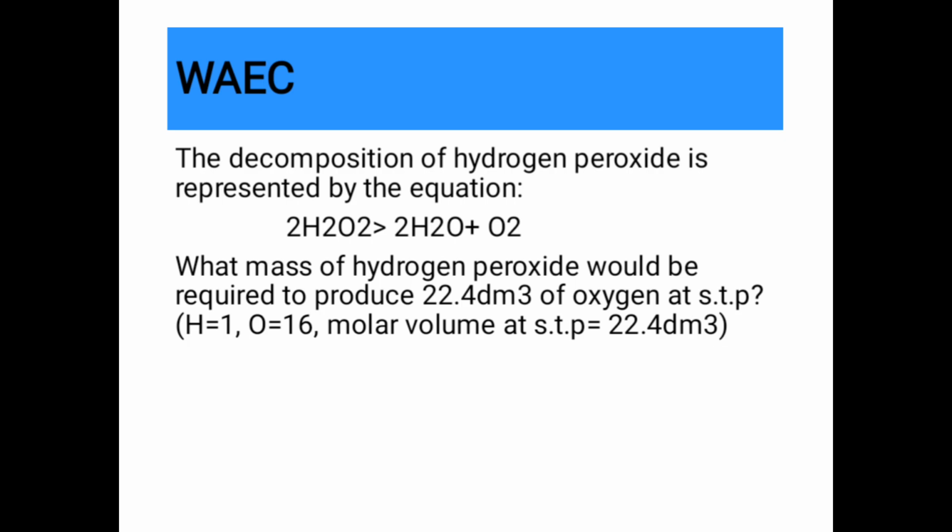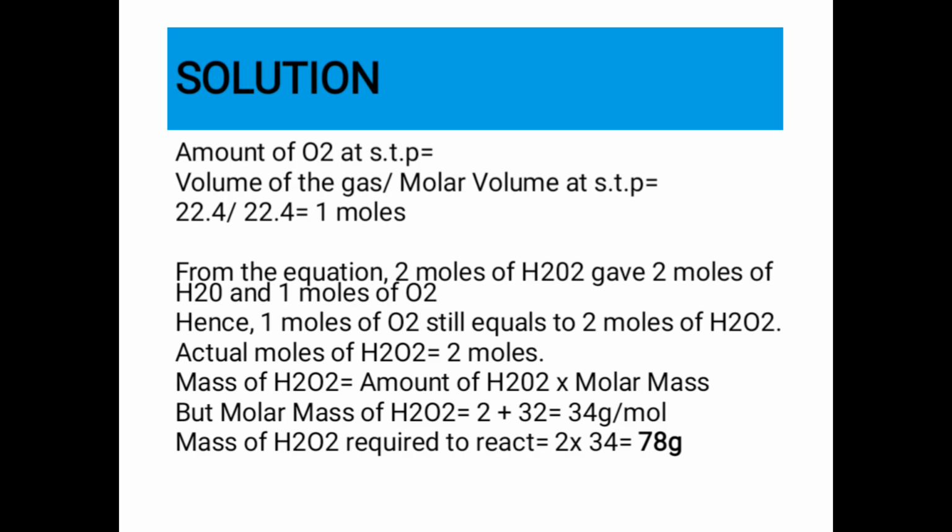Now, mass and volume are quantitative values that are used to measure a particular substance. So, if you are given mass, you convert to mole. If you are given volume, you also convert to mole. Therefore, the volume that was given there, we convert it to mole by saying amount is equal to volume over molar volume. And that's the volume over 22.4. So the volume given here is 22.4. So the amount of O2 at STP here is volume over molar volume, which is 22.4 over 22.4.